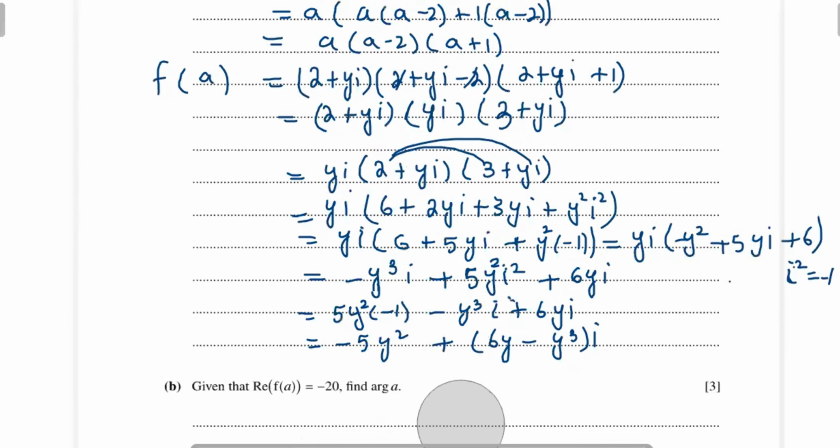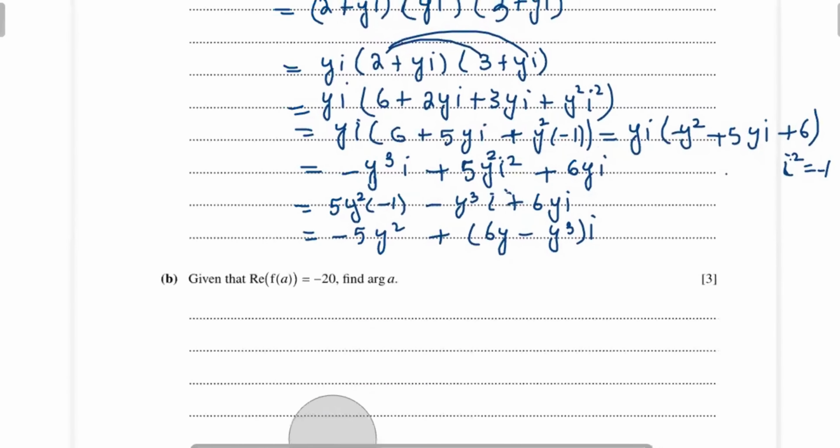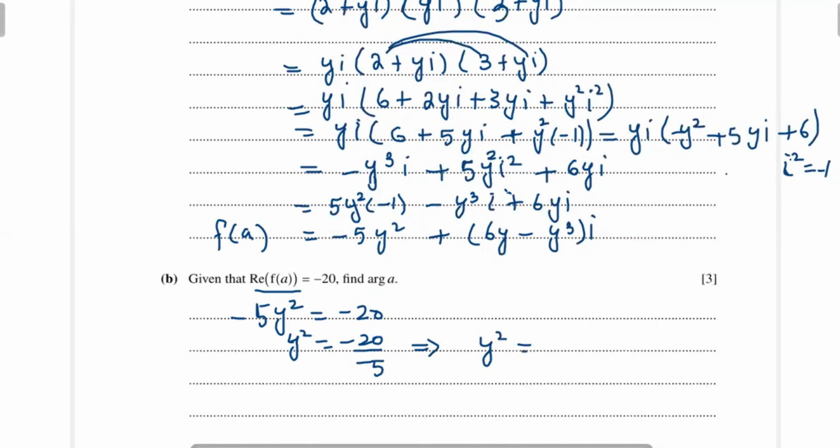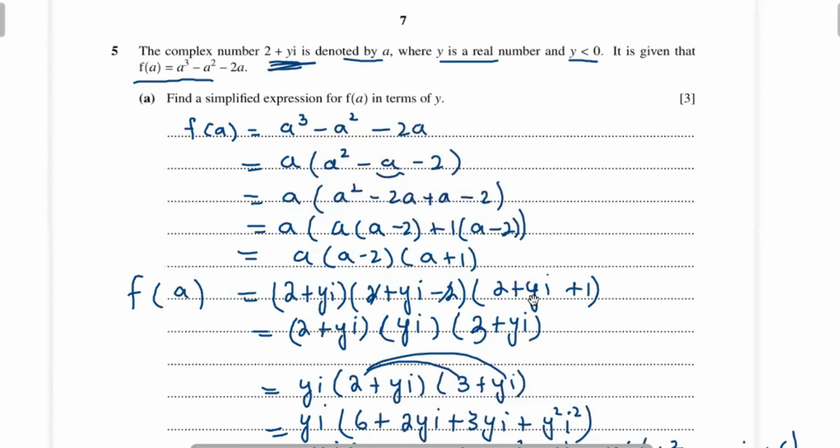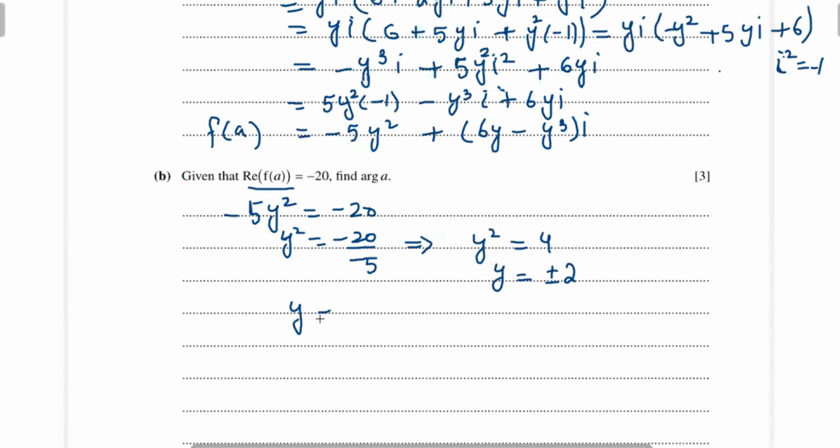Now we move to the next part of this question, part B. You see here, the real part of f of a is minus 20. The real part of f of a is minus 5y squared, which is equal to minus 20. Therefore y squared equals minus 20 over minus 5, so y squared is equal to 4, and y equals plus or minus 2. Now y is a real number that is less than 0, therefore y equals minus 2, and the complex number 2 plus yi becomes 2 minus 2i.